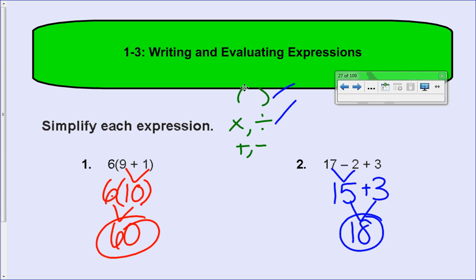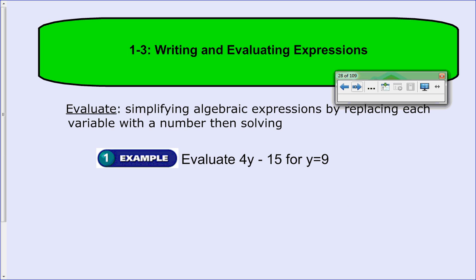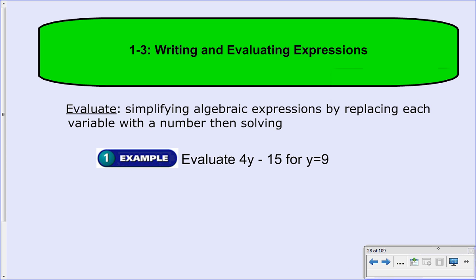And this is going to help us in today's lesson. It's really important that you understand the order of operations, because this builds on it. In today's lesson, we actually start with a term, and it's to evaluate. In math, you're going to see the word evaluate a lot. And this means to simplify or to solve these expressions by replacing each variable with a number and then solving.